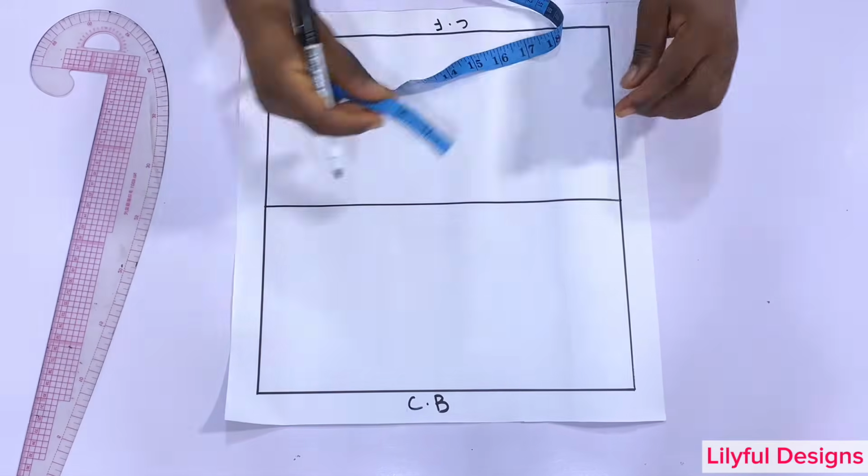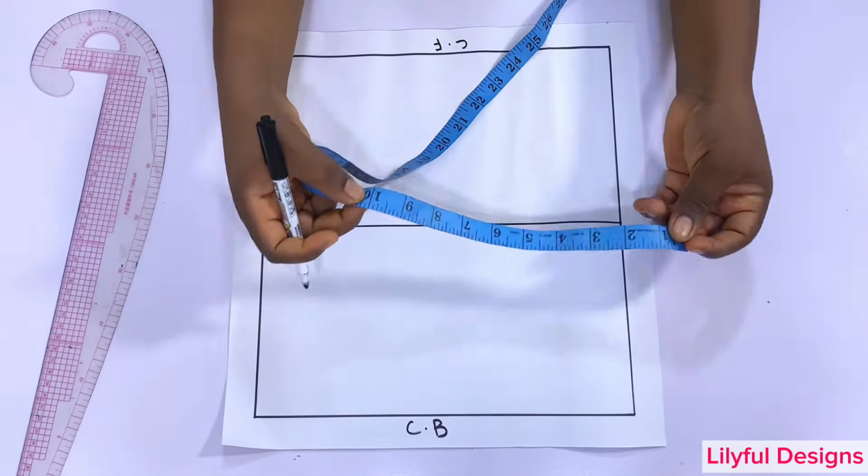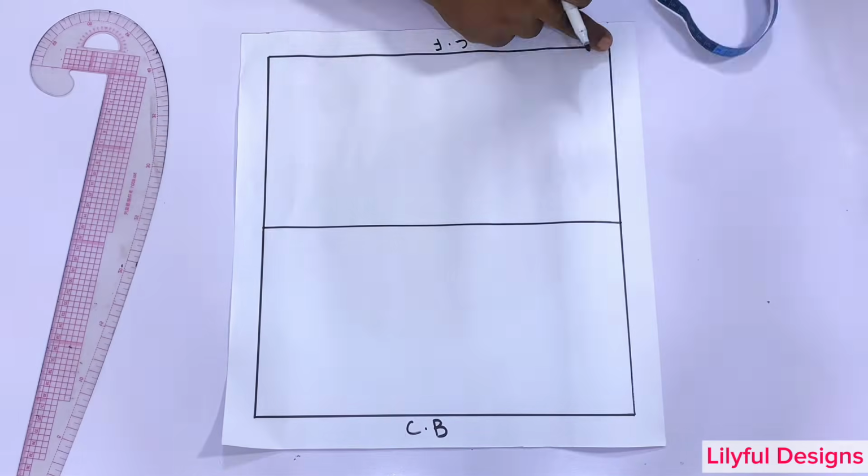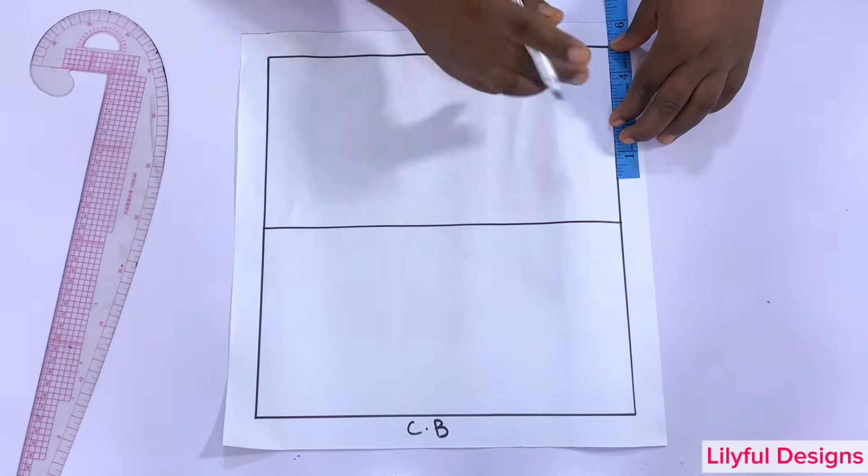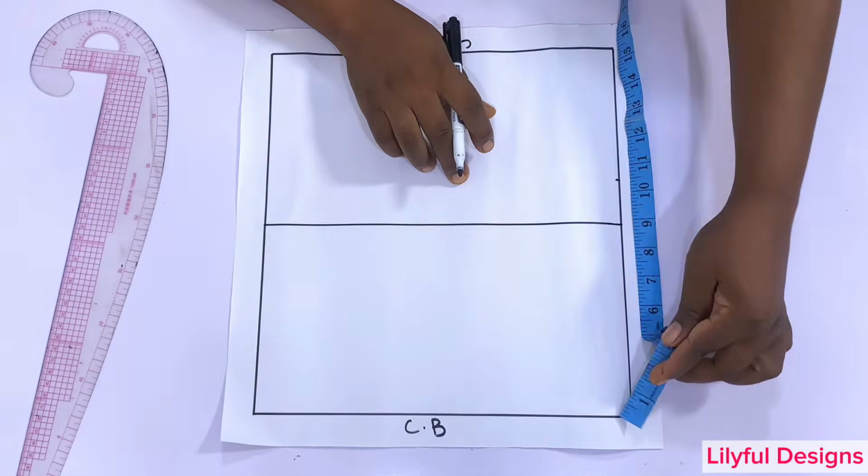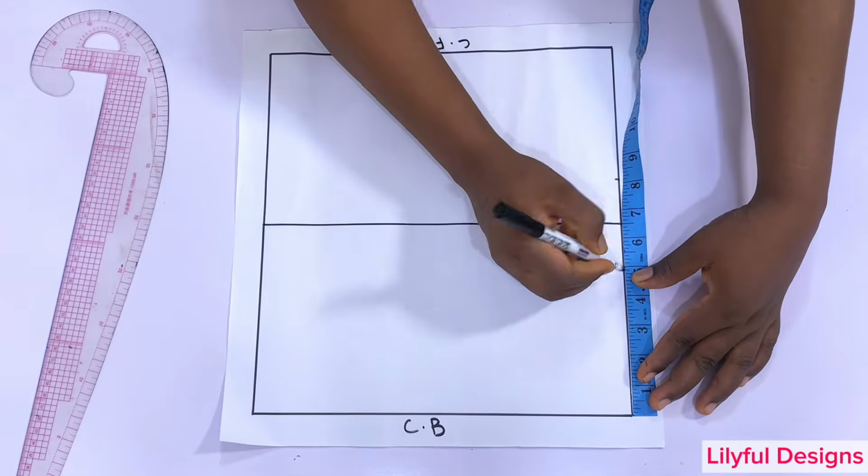The next step is to take half of my shoulder measurement. The shoulder I'm working with is 10 inches. Half of it is 5 inches. I'll mark that to the front part and to the back part.